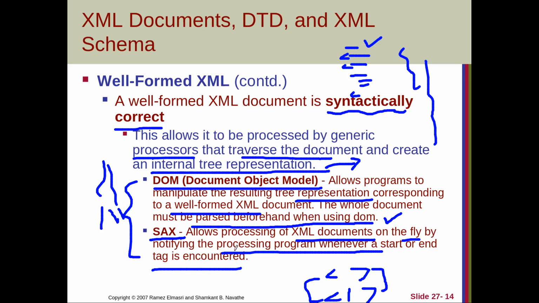All these things will be managed by the document object model. In SAX, what is happening is it will directly go for processing the opening and closing tag if it is being encountered within the XML document. So there are different types of processing that is possible with an XML document.